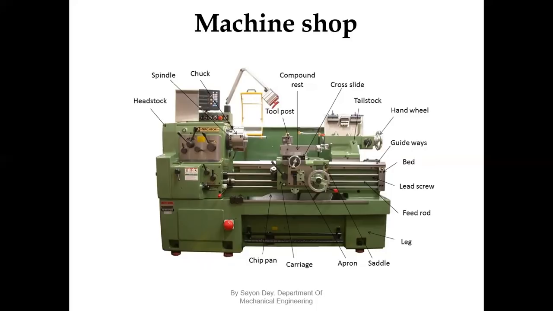In this picture, we can see various parts shown. In the entire picture, we can see a lathe. On the left-hand side, this is called the headstock, and this portion is called the tailstock. This is called the bed, and in the headstock there is an attachment called the chuck.